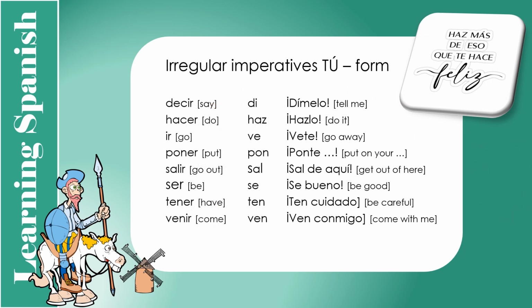And here are the 8 Spanish verbs with an irregular imperative: decir, hacer, ir, poner, salir, ser, tener, and venir. And behind every verb, I've put the imperative form plus an example.